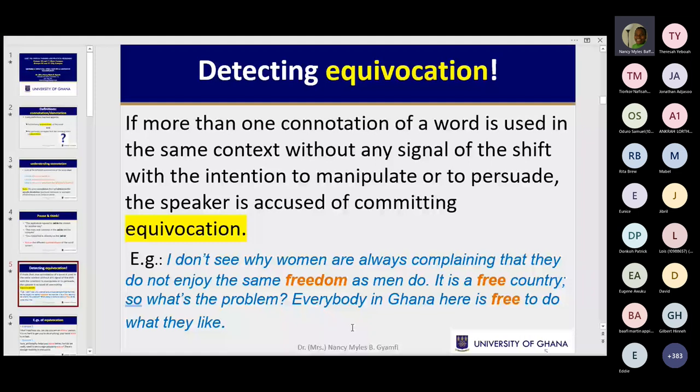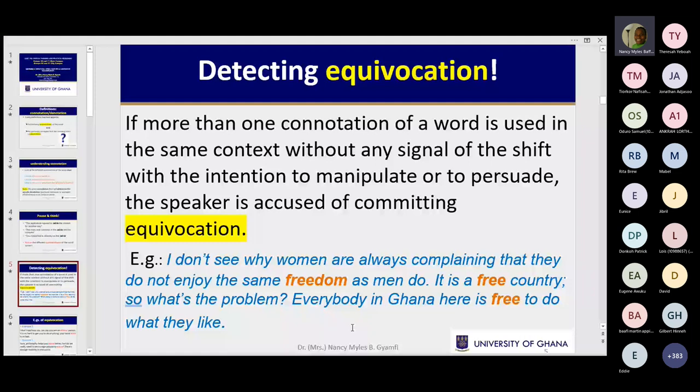So when is equivocation committed? If more than one of the connotations of a word, more than one meaning of one word, is used in the same context without any signal of the shift. You see, it's not just that you're using it, but you use it as if they refer to the same. You are using different meanings of that one word in the same context to give the impression that it is the same meaning that runs through. We will have a problem with you. You can even add, as if they refer to the same thing without any signal of the shift. And most of the time, the intention is to manipulate or to persuade the speaker. Then we accuse you of committing equivocation.